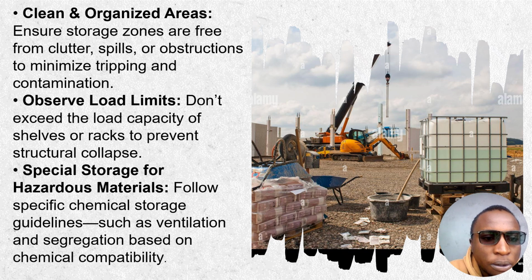Also, you are supposed to observe the load limits, which means not exceeding the load capacity of shelves or racks, to prevent structural collapse. We are supposed not to overload the structure to the maximum, so you should not place loads that are too heavy because the structure will not be able to withstand them. The other one is special storage for materials, where we follow special chemical storage guidelines such as ventilation and segregation based on chemical compatibility.